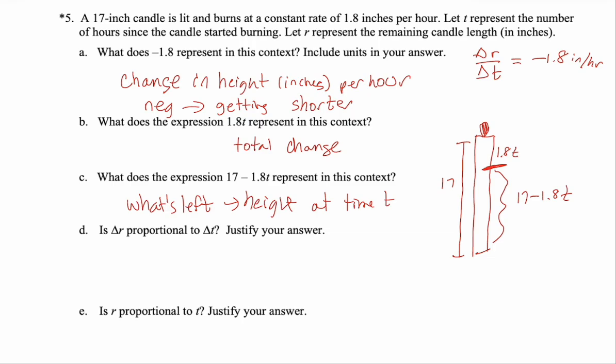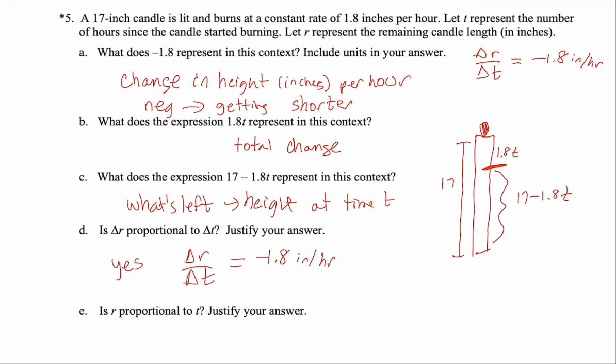Is that proportional? And the proportionality occurs when we have a constant rate of change. So that would be yes. Delta R over delta T is always negative 1.8. So if something is changing at a constant rate of change, you would say yes, it's proportional. And then it says, is R proportional to T?